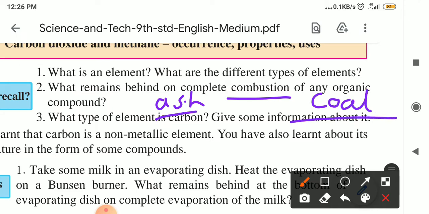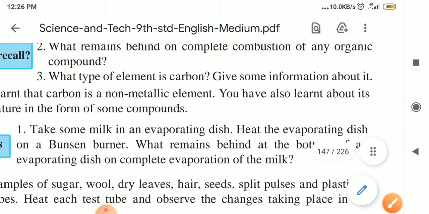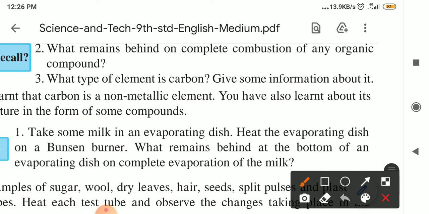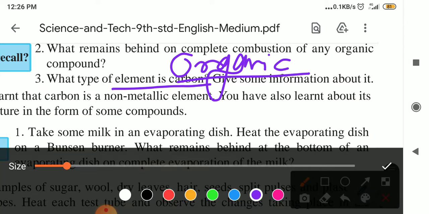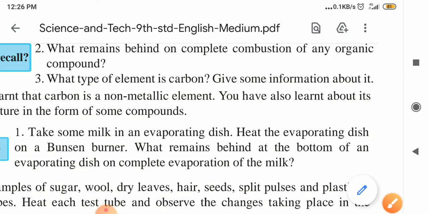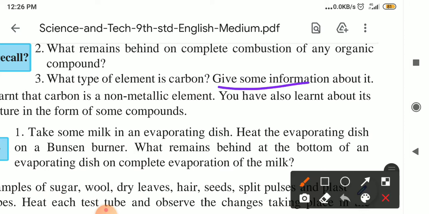So here is the question: what remains after the combustion? That is the carbon, coal or ash, or the different gases. What type of element is carbon? Carbon is an organic compound. Organic compound means what? The substances which we get from plants and animals are called organic compounds, and inside these organic compounds carbon is present. So what is the element carbon? Give some information about it.